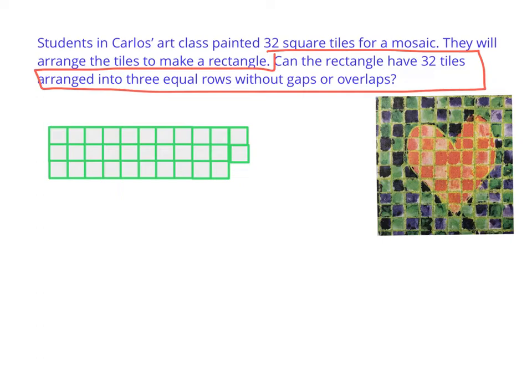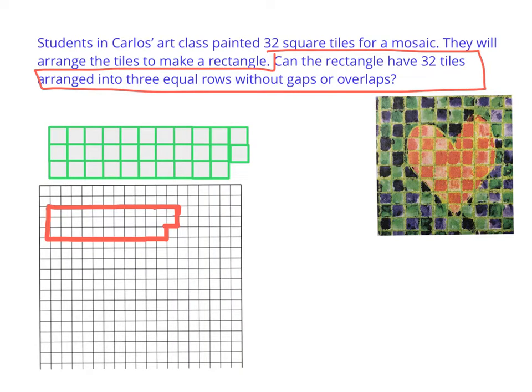Remember that a rectangle array has the same number of tiles in each row and the same number of tiles in each column. This is missing 1. Therefore, the answer to this question is no. We can also draw this array using grid paper, and it would look like this. So we would have that 30 right here, but that's 32, so we would have to add 2 more, which would be right here. So as you can see, this is definitely not a rectangle.